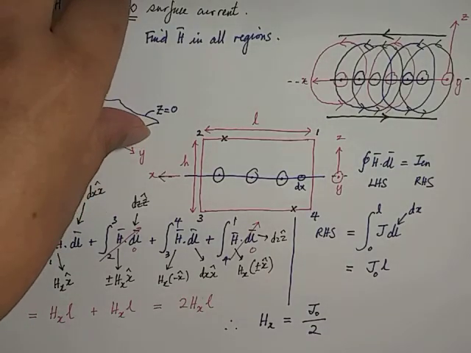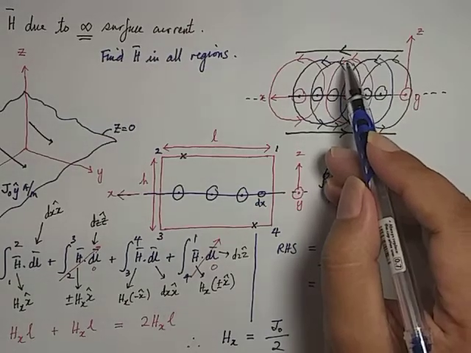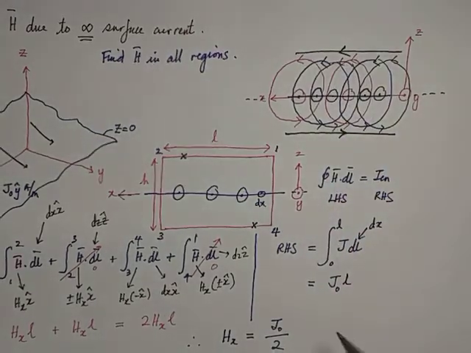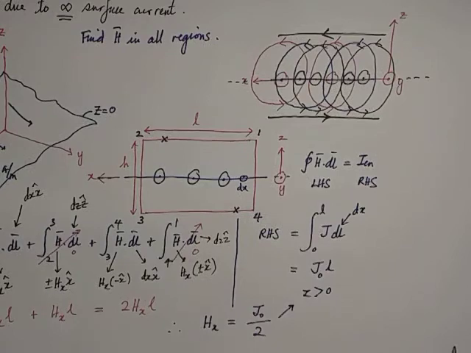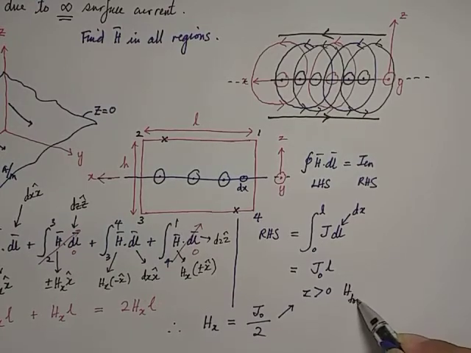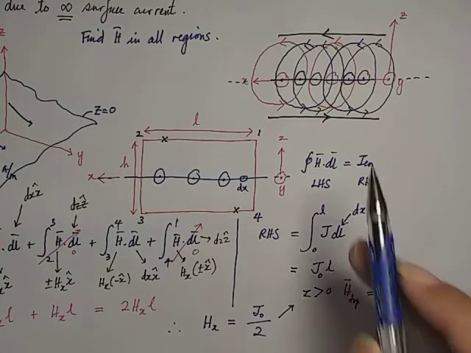Okay, so now let's conclude our solution. So this is the magnitude. The magnitude is what we observe. This is Hx. So now what we're going to define, for z greater than 0, that indicates the upper region, our H top is going to be the Hx, which is J naught over 2. And what should be the direction of our field here?